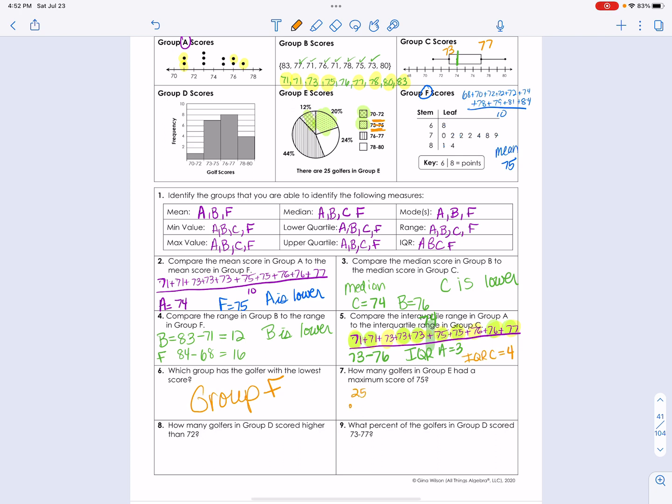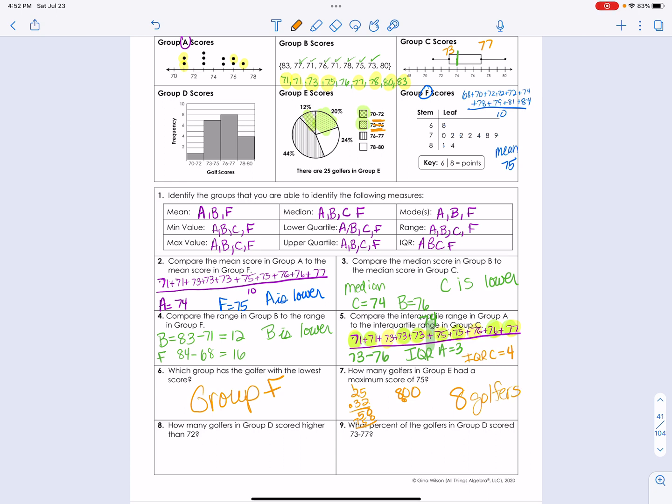So 25 times 0.32, 10, carry the 1. It's a 5. 15, carry the 1 is 7. So I'm going to add that. What a mess. 0, 8. And it's 2 decimal places. So it's 8 golfers. Sorry, that got messy.